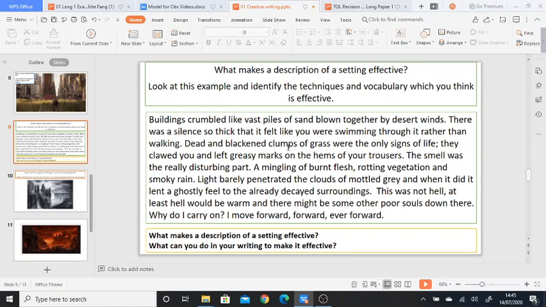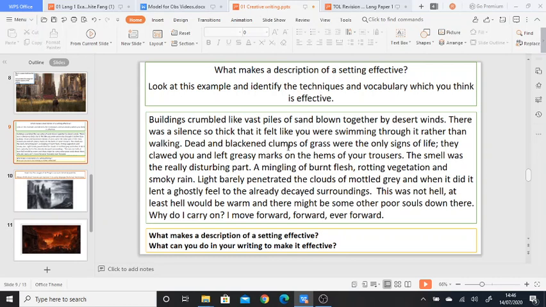Buildings crumble like vast piles of sand blown together by desert winds. Okay, so really powerful description using lots of imagery and sensory language. There was a silence so thick that it felt like you were swimming through it rather than walking. Dead and blackened clumps of grass were the only signs of life. They clawed you and left greasy marks on the hems of your trousers.